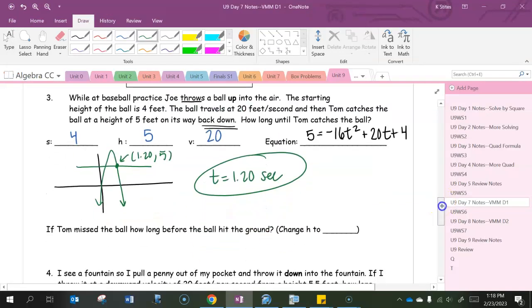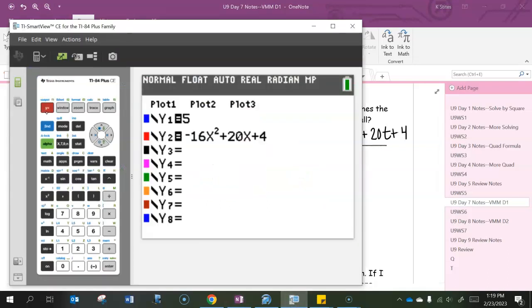If Tom misses the ball, how long before the ball hits the ground? Okay, well, if he doesn't catch it, that means it's hitting the ground and our end height will be a 0. So we're just going to go back to our y equals. We're going to change our end height to 0.